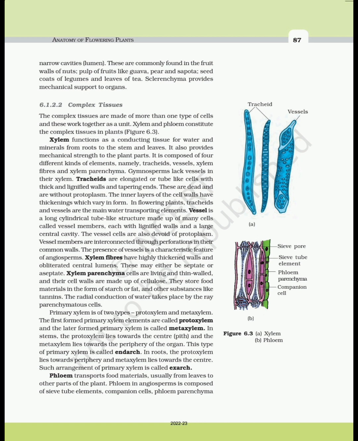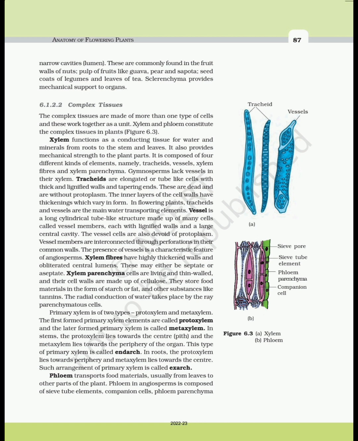A vessel is a long cylindrical tube-like structure made up of many cells, called vessel members, each with lignified walls and a large central cavity. The vessel cells are also devoid of protoplasm. Vessel members are interconnected through perforations in their common walls. The presence of vessels is a characteristic feature of angiosperms.